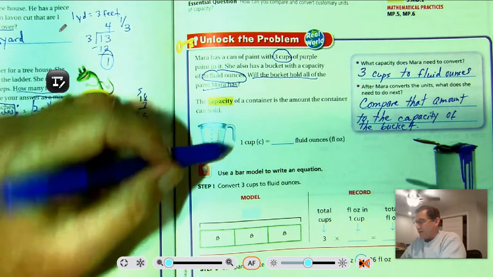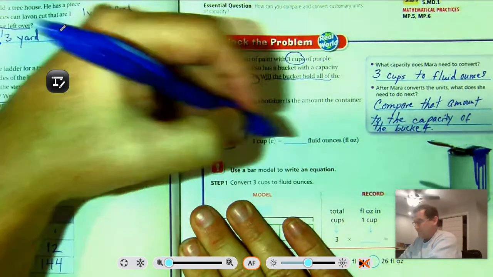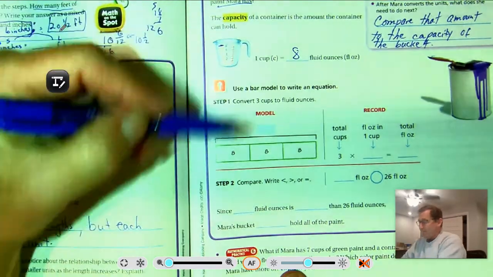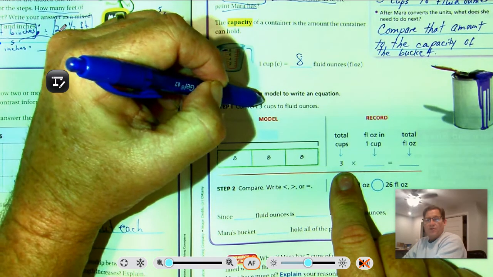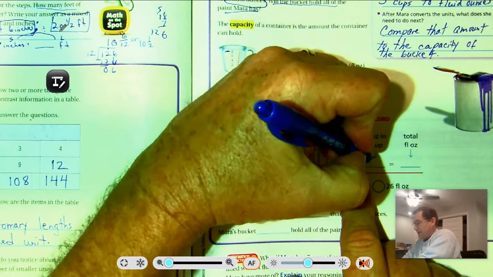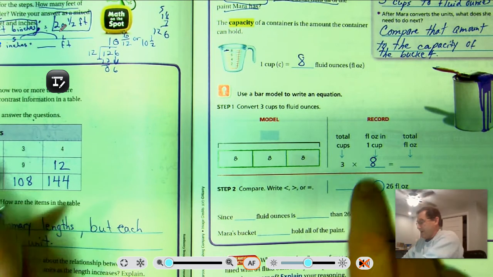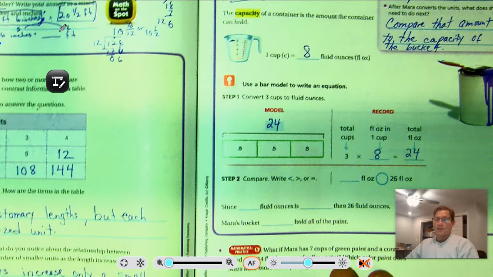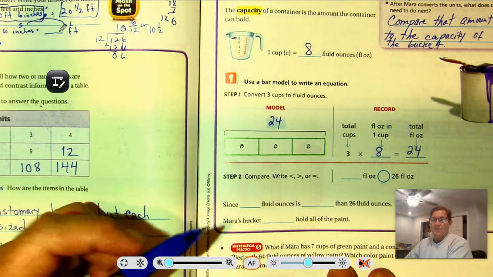So what do we need to know? Well, we need to know that 1 cup is 8 fluid ounces. So we can use a bar model to write an equation, right? So here we see that we have 3 cups. So we're going from a larger unit to a smaller unit. Okay. So we're going to multiply 3 cups times 8 fluid ounces in a cup. So 3 times 8 is 24. So again, we have 3 sets of 8. Why? Because every cup has 8 fluid ounces.